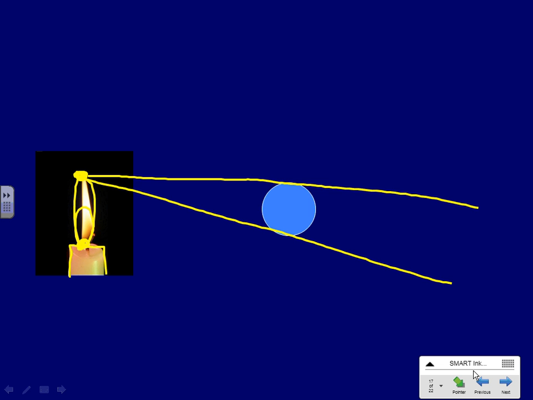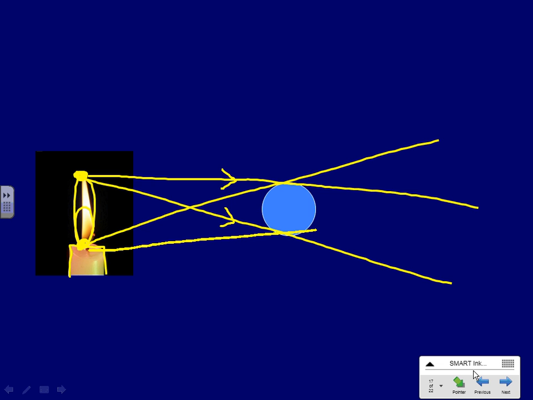Oh, I should have added, and I'll add it now. Rays must have arrows on them because they represent the direction of the light ray. And I'm also going to create two rays created by the bottom of the candle. And those rays are cutting across there. So I got two sets of rays, one coming from the top, one coming from the bottom.